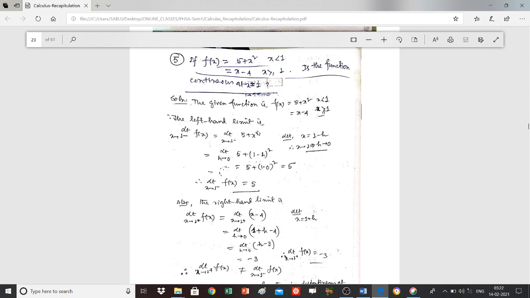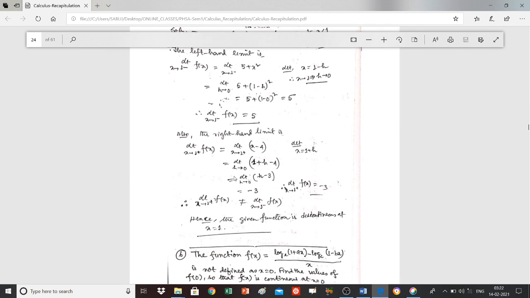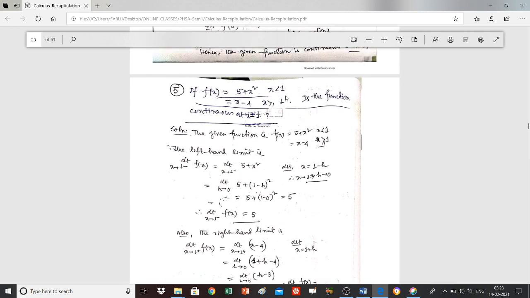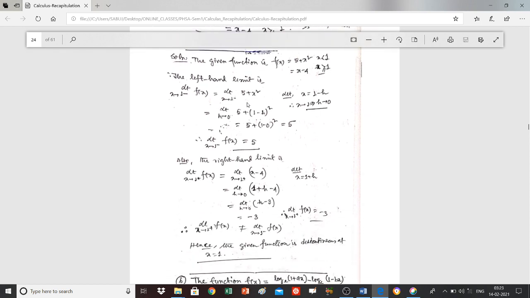That is here. And this limit can be written in terms of h, where x is substituted by 1 minus h. So this limit can be written as h tends to 0, 5 plus 1 minus h whole square, that is equal to 5 plus, and just using the value of h, it is equal to 5. So the left hand limit is equal to 5. Now to calculate the right hand limit, it is limit x tends to 1 plus, and in this case x is greater than 1, so you have to use f(x) is equal to x minus 4.